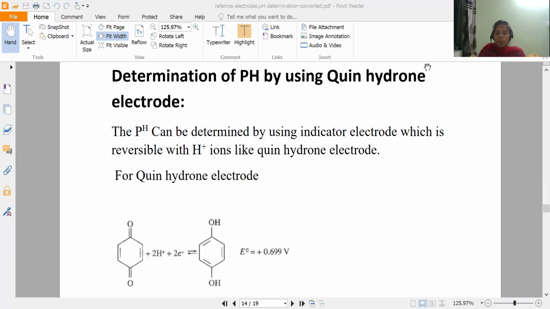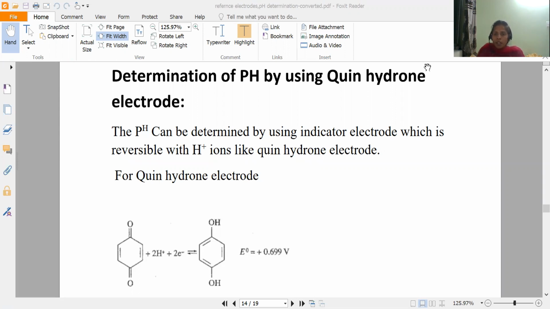And this is the last topic in electrochemistry. In the first unit, we have two subunits: one is electrochemistry and the other is batteries. So today, I'm going to explain the last topic in electrochemistry, and I will also give an introduction to batteries. The last topic is determination of pH by using the Quinhydrone electrode.